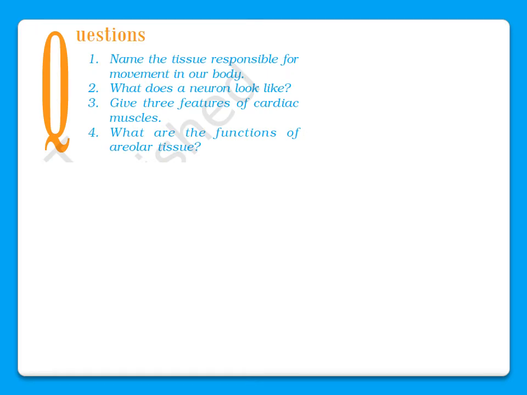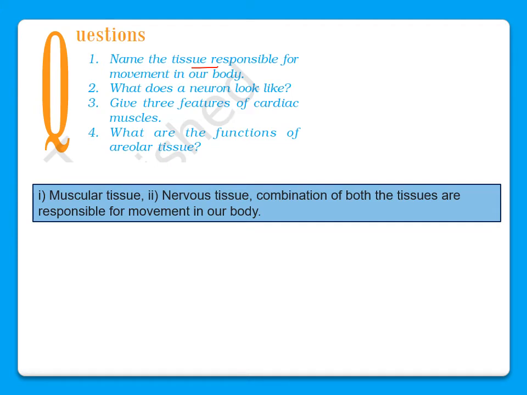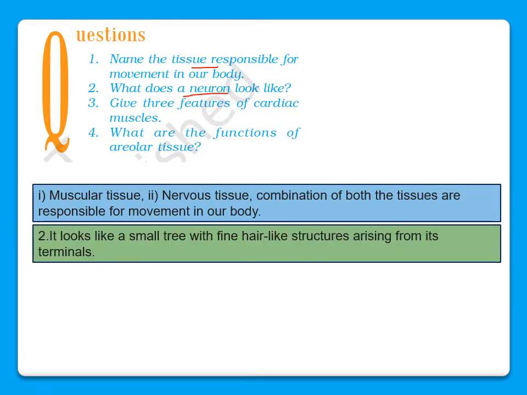Now these are some questions from your textbook. Let me answer these questions for you so that you can write the answers in your fair book. Question 1 is name the tissues responsible for movement in our body. In the previous slide I told you, muscular tissue and nervous tissue. The combination of both tissues is responsible for movement in our body. What does a neuron look like? I think now you can answer easily. A neuron looks like a small tree with fine hair-like structures arising from its terminals.